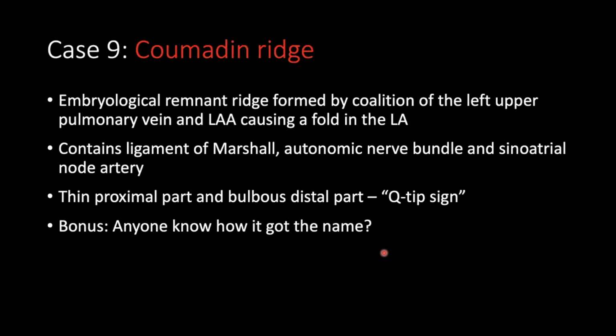It contains an autonomic nerve bundle. It contains a sinoatrial node artery. It also contains a ligament of Marshall. And just a quick thing: does anyone know how it got the Coumadin ridge name?